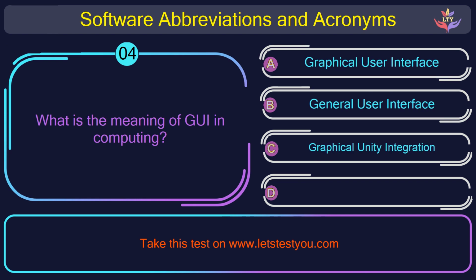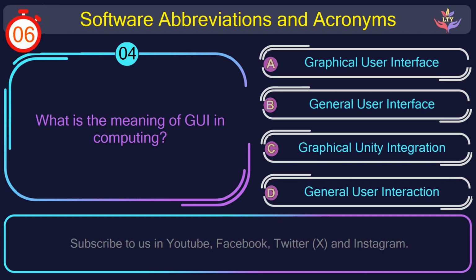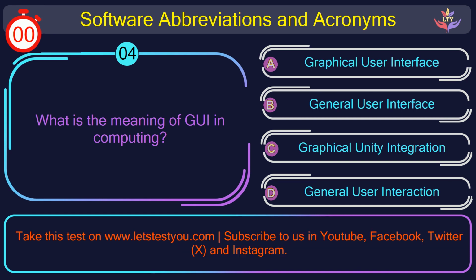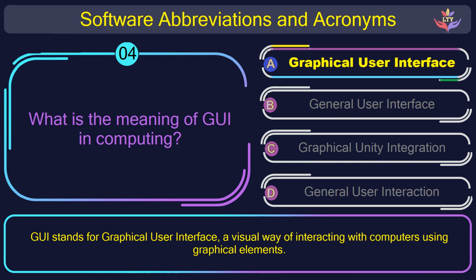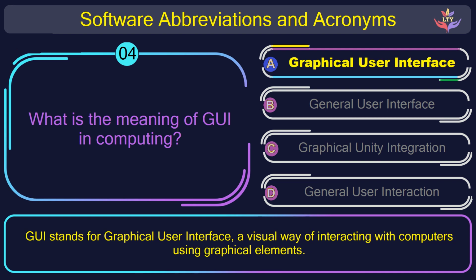Question number 4. What is the meaning of GUI in computing? The correct answer is option A. Graphical User Interface. GUI stands for Graphical User Interface, a visual way of interacting with computers using graphical elements.